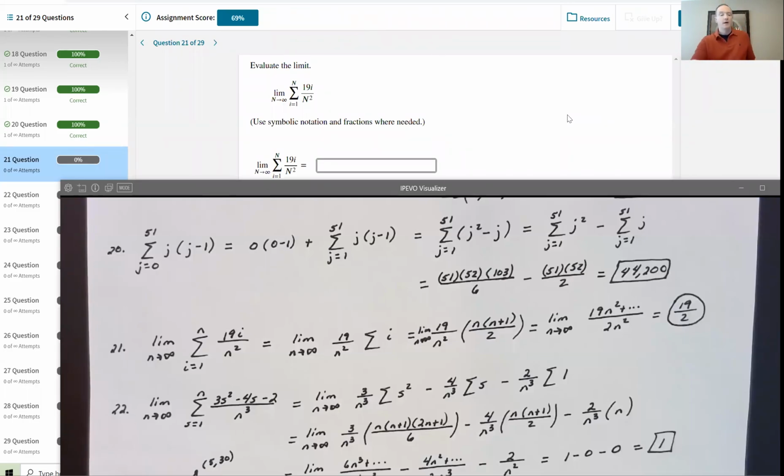Hi guys. So in this one, we're going to be looking at Achieve section 5.1, problems 21 through 29. So 21 here gives us the summation of 19i over n to the second.